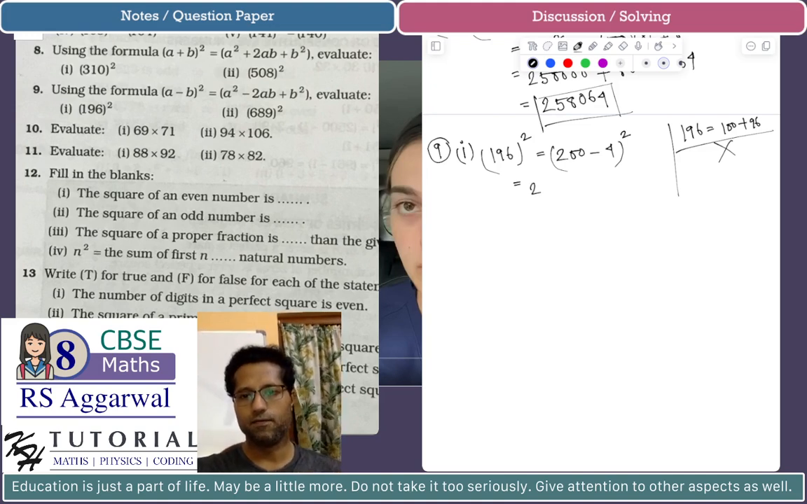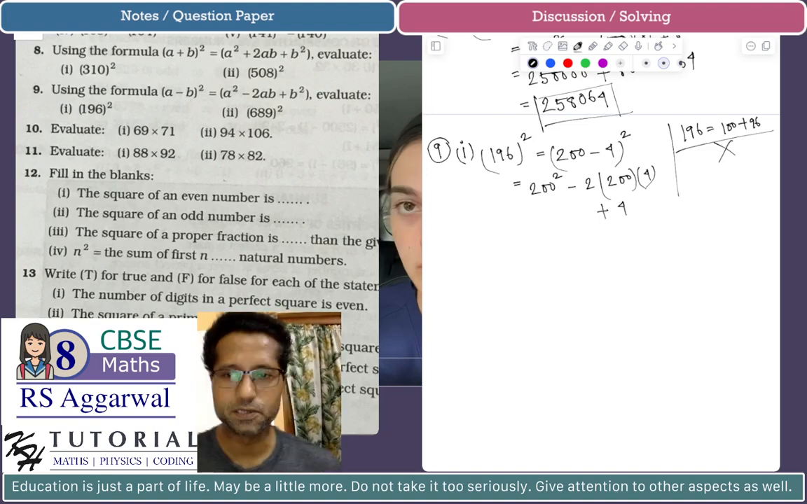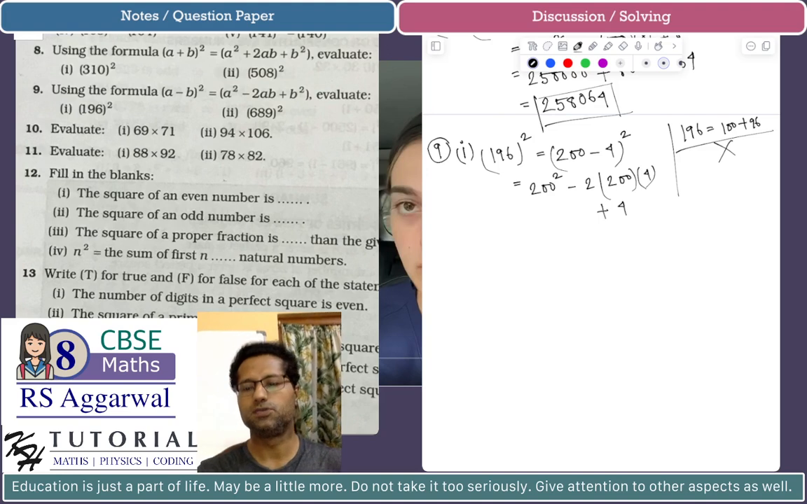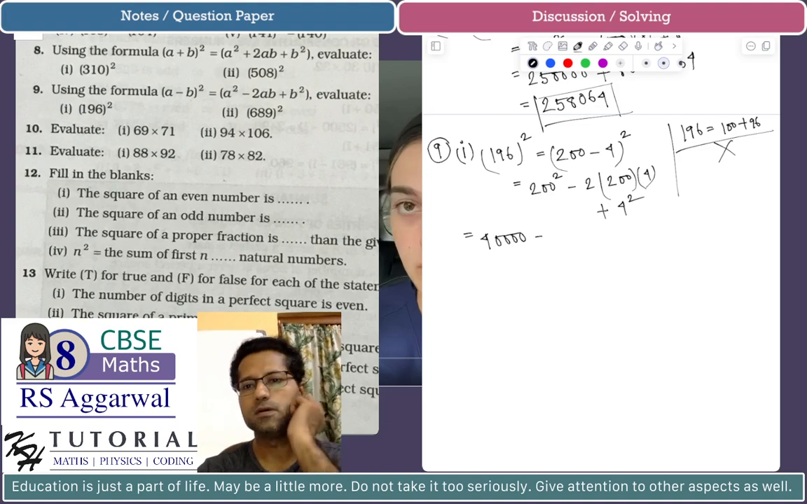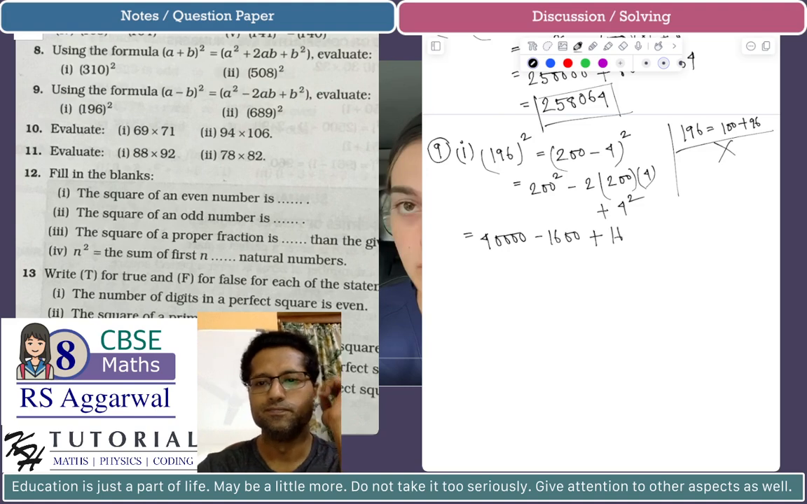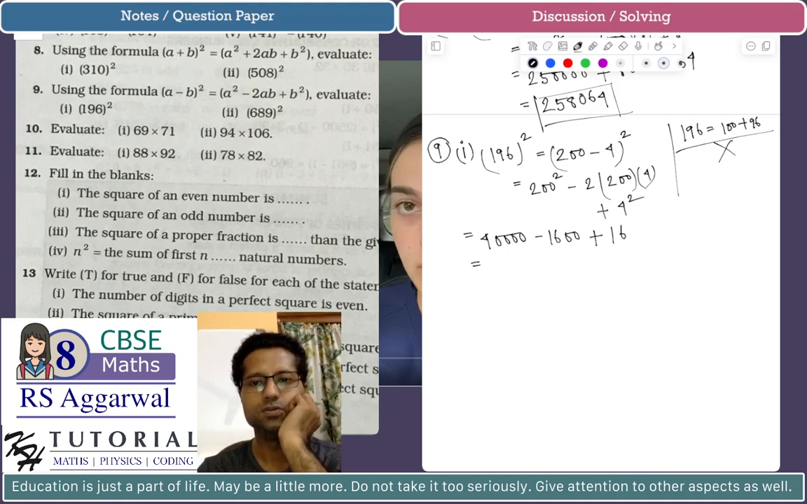The formula is already given, and you must remember this: a square minus 2ab plus b square. After expressing 196 as 200 minus 4, a is 200 and b is 4. So this is equal to 4 and 4 zeros, minus 2 into 200 into 4, which is 1600, and I have 16. Now the subtraction will be a bit time consuming.